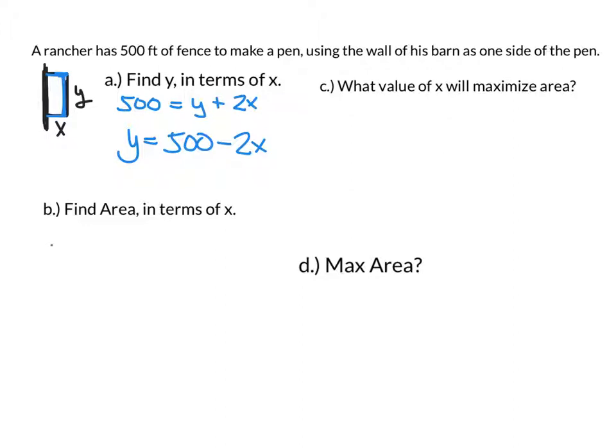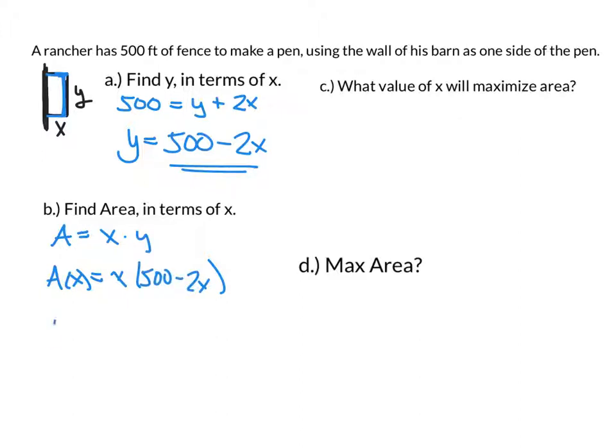So I want a function for area. Area is going to be base times height, so that's x times y. Right now it's written in terms of x and y. If I want a function that's only written in terms of x, that means I have to replace the y with what y is, and what we found in part A, 500 minus 2x.